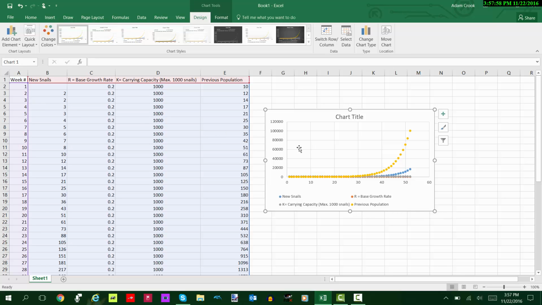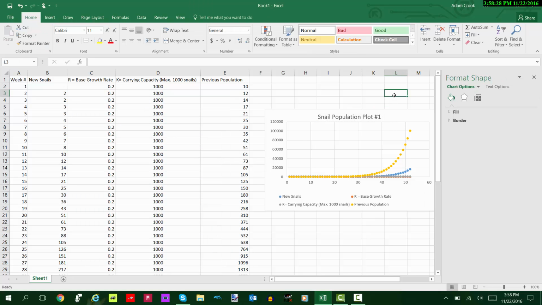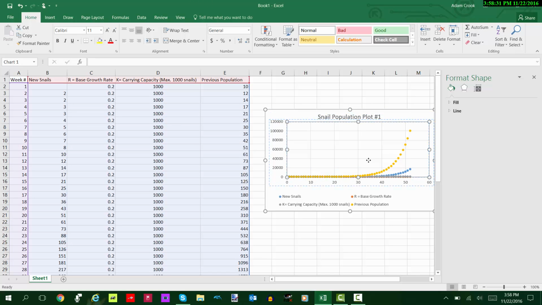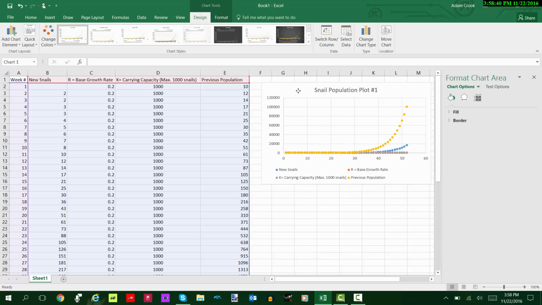You might want to label this snail population. All right, so what do you want to name it as? We're going to make some changes. So, snail population plot number 1. Plot number 1? Yeah, because we're going to be changing the growth rate, several of them. So we gotta keep that one. All right, so we keep that one. Let me get this. There we go. So that's number 1.